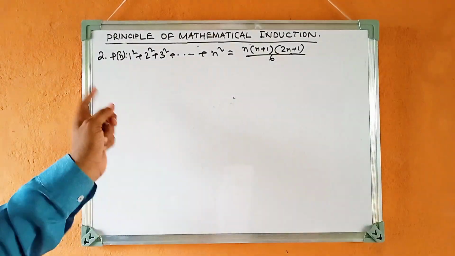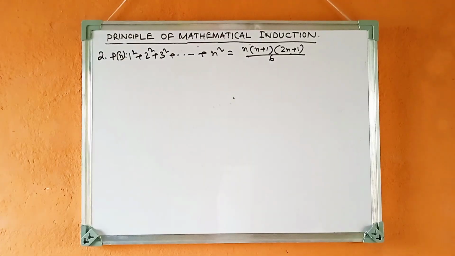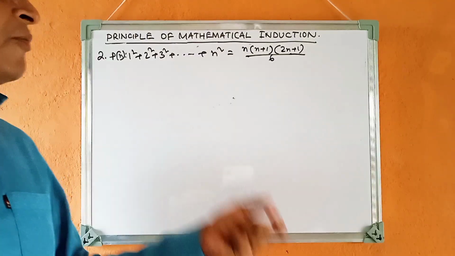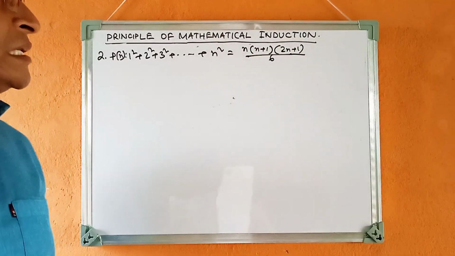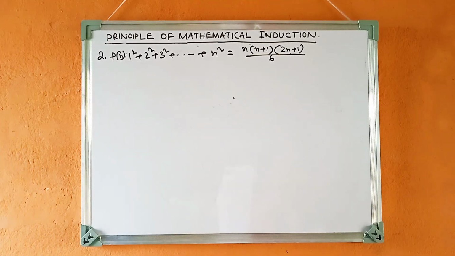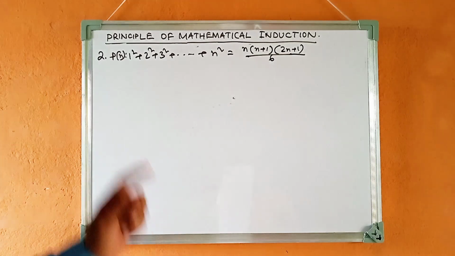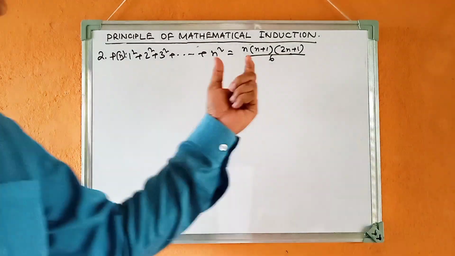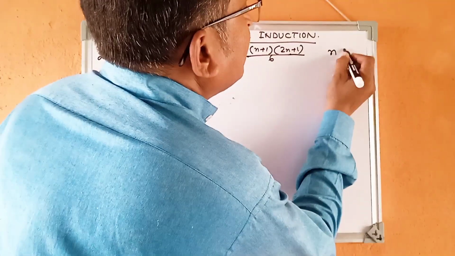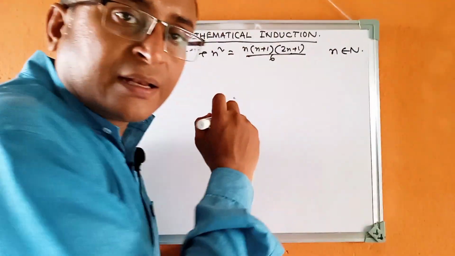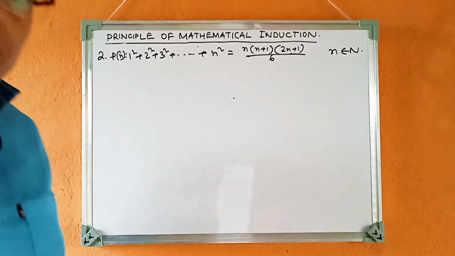We take Pn equal to this statement. That means the sum of the squares of all natural numbers is n into n plus 1 into 2n plus 1 divided by 6. We are required to prove by using mathematical induction that this statement is true. n is any natural number, that means n belongs to capital N. Any natural number. Clear? Now see how to prove.